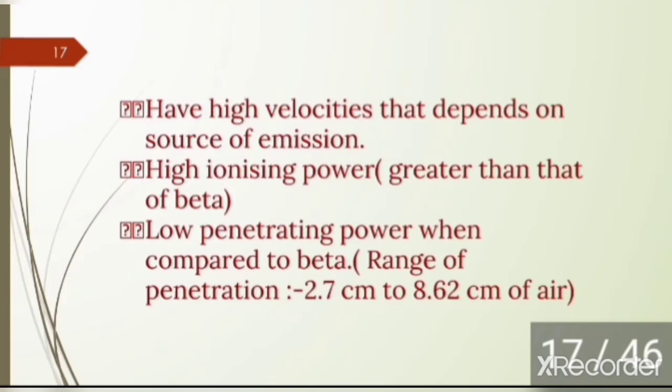Next is regarding the penetrating power of alpha particles. Even though alpha particles have good penetrating power, when compared to beta, they have a low penetrating power. The range of penetration of an alpha particle is from 2.7 cm to 8.62 cm of air, which is indeed a smaller value when compared to that of beta particles and gamma rays.